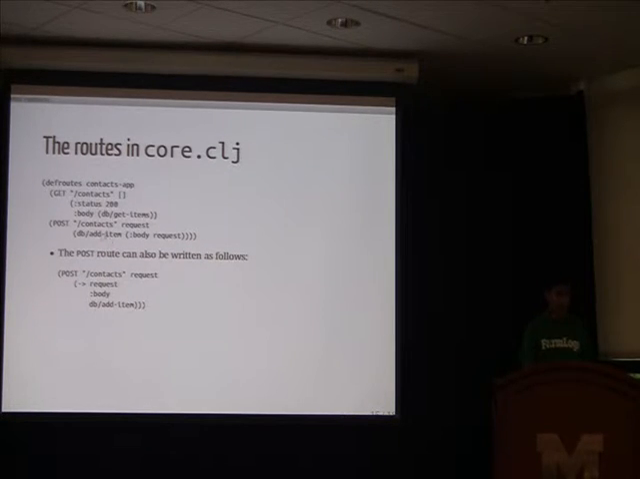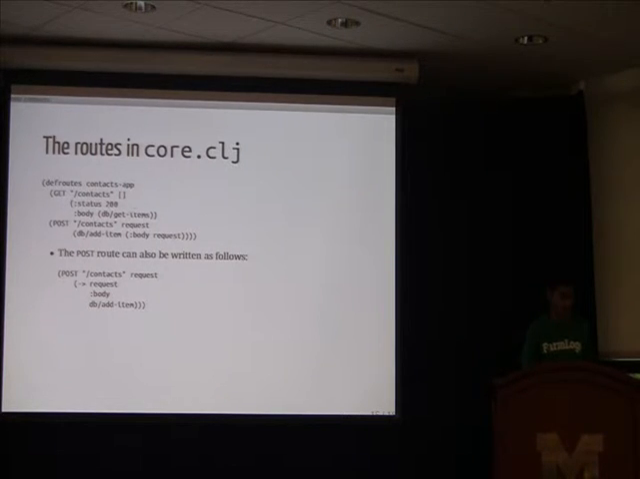This is the function implementation for those 2 routes. So we have a get contact function. This get contact function will essentially return a map with a status of 200, which is a success code, and a body. And the body in this case is using the get items function we talked about before. So this basically gives you all of the items.